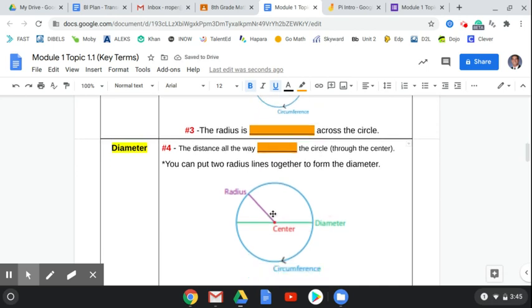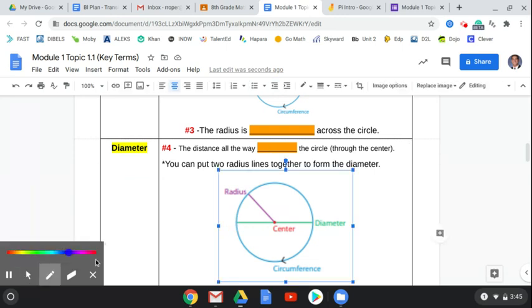Okay, so as you can see in this picture, if I go from this point right here, all the way across the circle through the center to the other edge, that green line right there is a diameter.